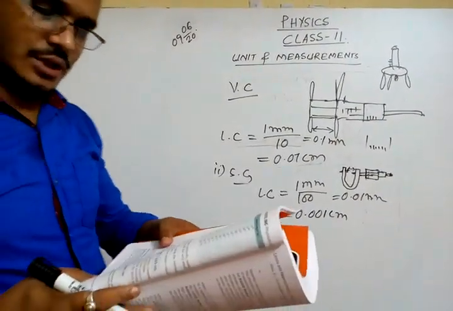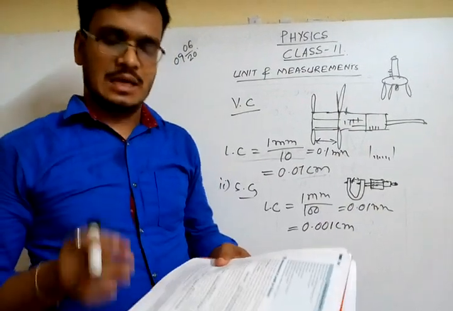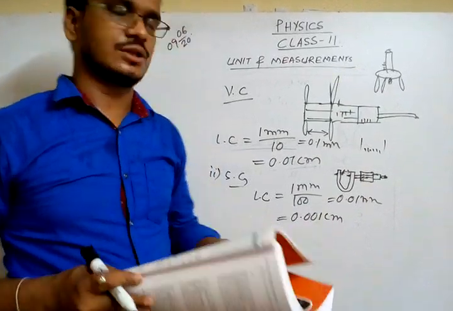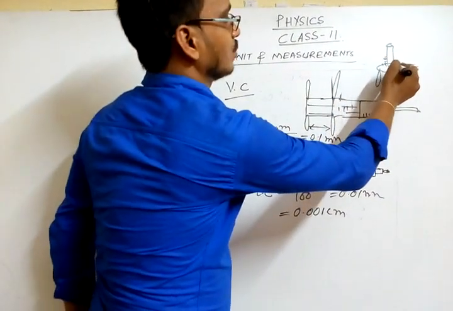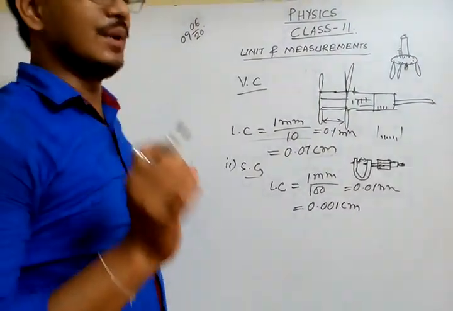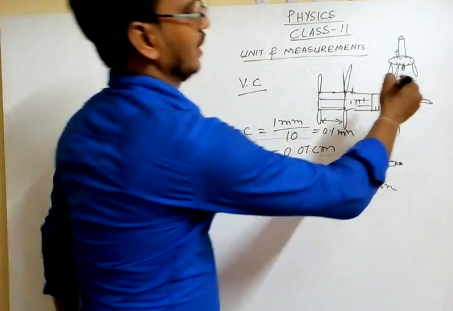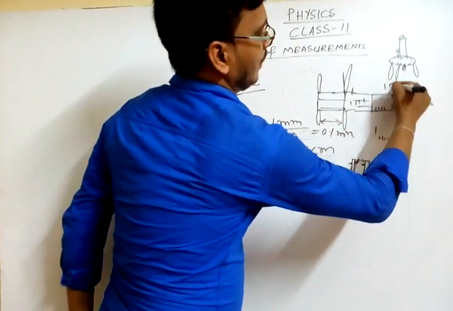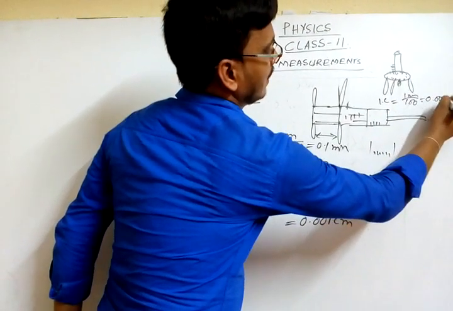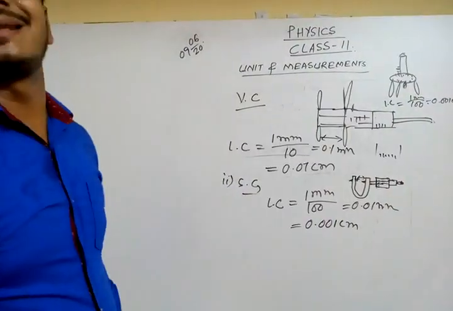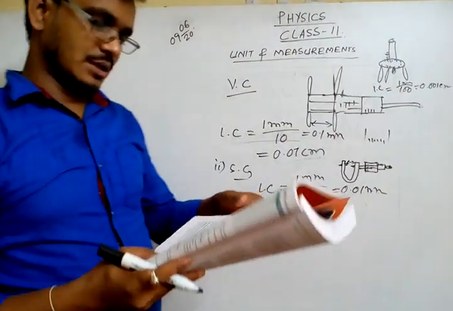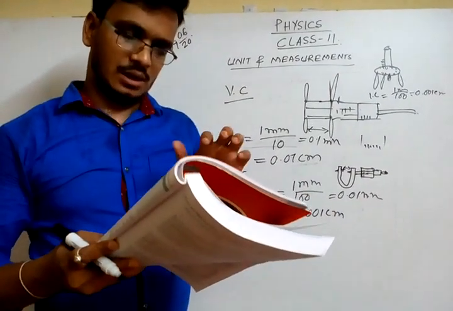So with the spherometer, to find the least count, again it is the main scale division divided by the number of circular scale divisions. The circular scale has 100 divisions, and the main scale can measure a minimum of 1 millimeter. So its least count is again 1 millimeter by 100, that is 0.001 centimeter, not millimeter. In this way we can find the least distance using the spherometer.